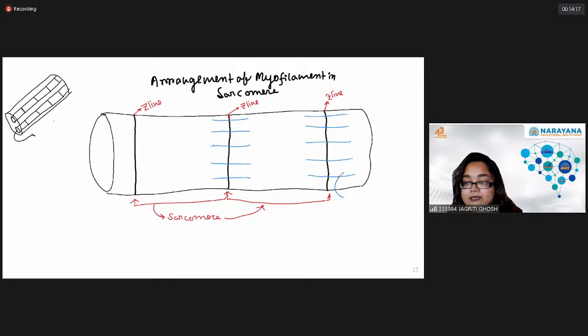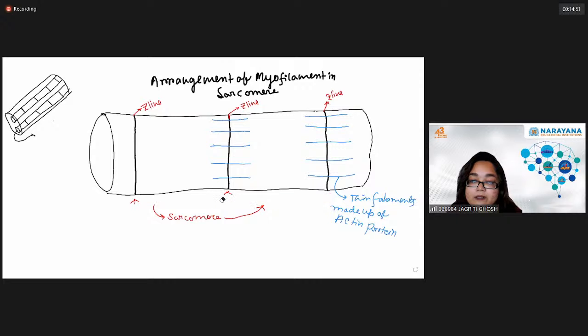So we can write it down: these are thin filaments, thin filaments made up of actin protein. Right? Okay. I'm erasing this part because we have to write down so many things in this area.